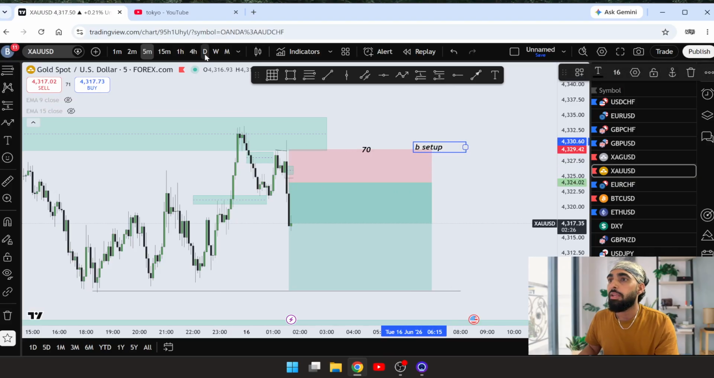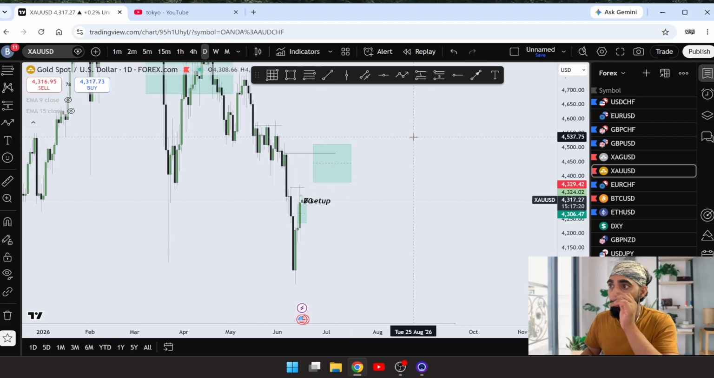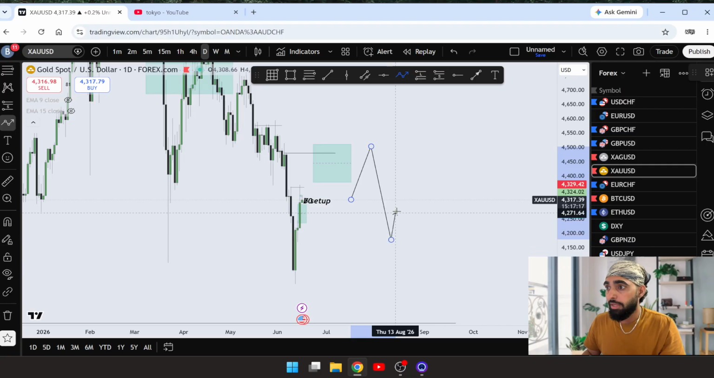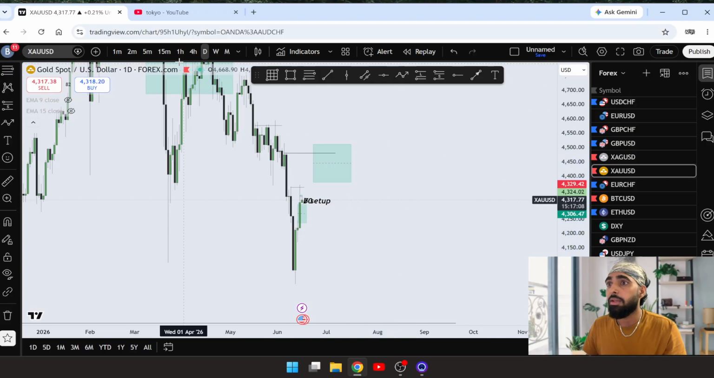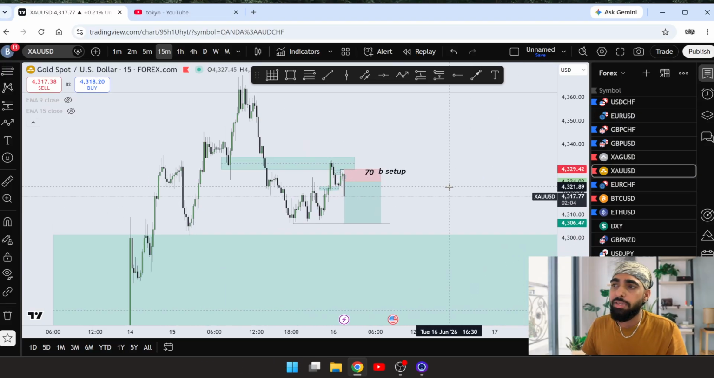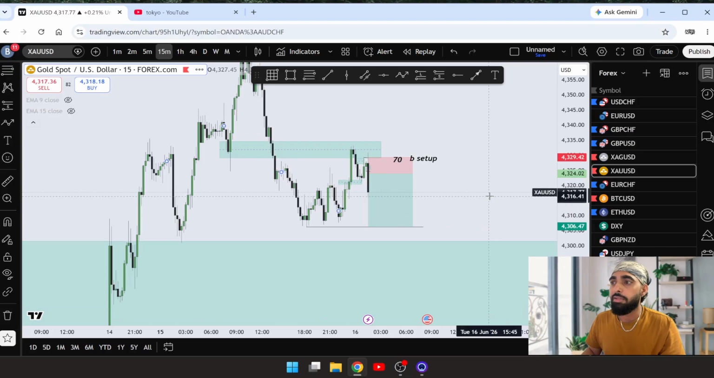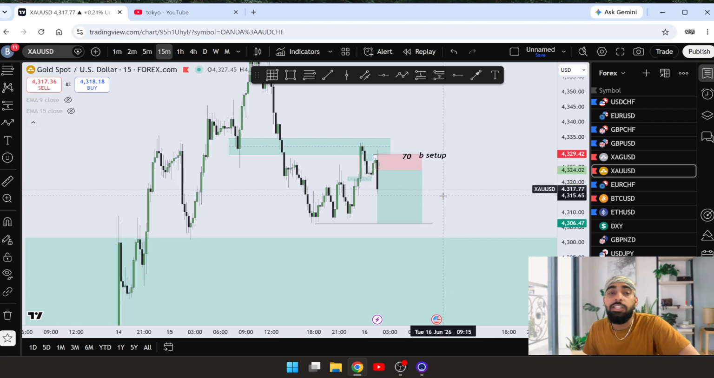An A plus setup would be when price goes to this daily fair value, takes some liquidity, and changes its gear on daily time frame, and then when it comes around this area, if we look for bearish entries from here, it's gonna be an A plus setup, not here. This is not an A plus setup. So on 15-minute time frame, this is how I trade. I mean, this is a low probability setup, but I still take it because chances are 70% for this trade to pan out. So this is how I do my funded accounts and everything. So this is it. This is it on gold for now.